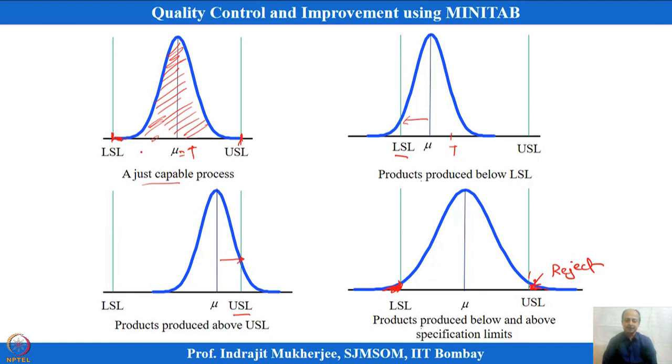So this is just capable, and this capability will be much less also. As compared to this, this will also have less capability over here. Okay. So the most suitable scenario is that I am hitting the target and my variability is also less. So I have less variability, like that. That is the scenario we are looking for over here.